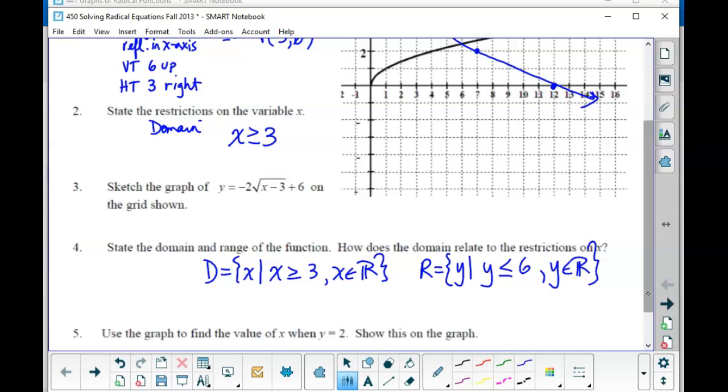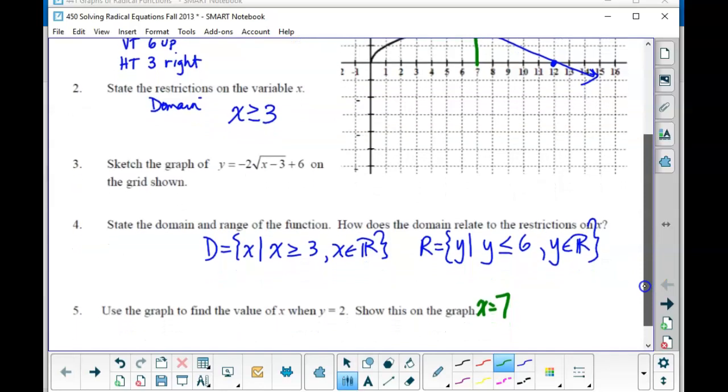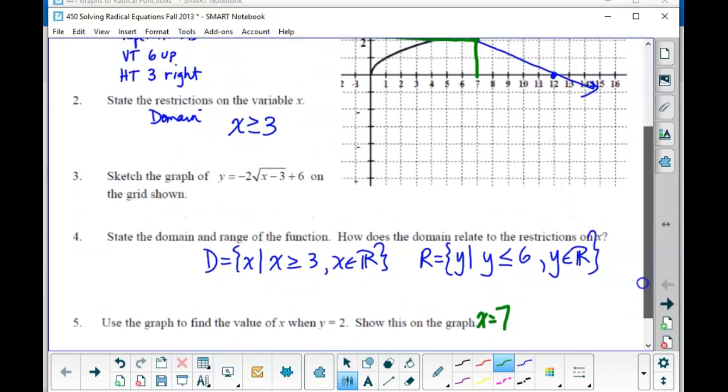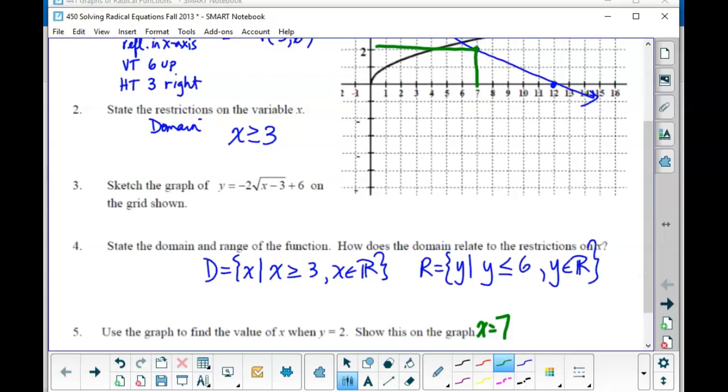Then it says use the graph to find the value of x when y is 2. Show it on the graph. So when y is 2, you go across to there and down. So that's 7. If you were doing it graphically on your calculator, you graph the original, you graph y equals 2, and then you intersect those two graphs.